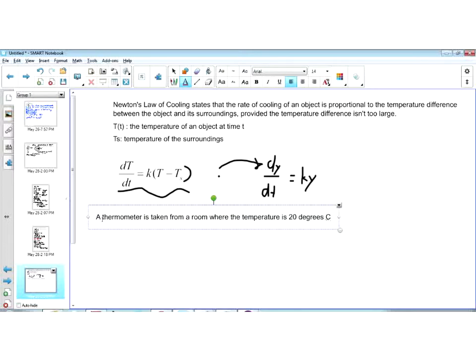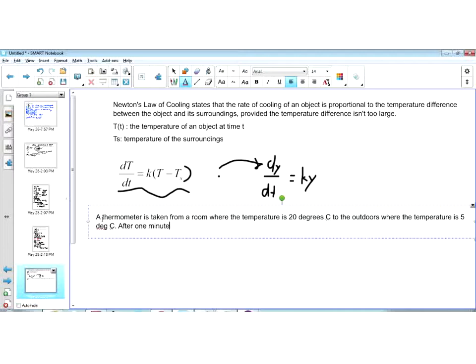20 degrees C. Okay. So the thermometer is taken from a room where the temperature is 20 degrees centigrade to the outdoors, right? Where the temperature is 5 degrees C. Okay. So after 1 minute, the thermometer reads 12 degrees centigrade. All right.